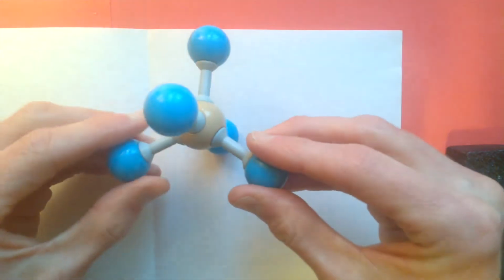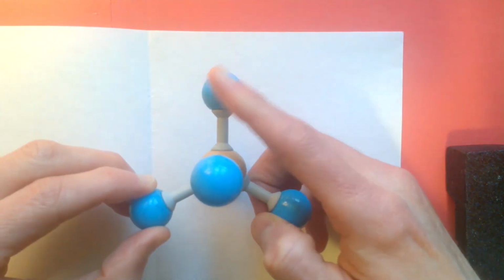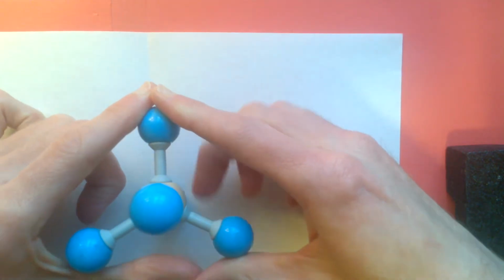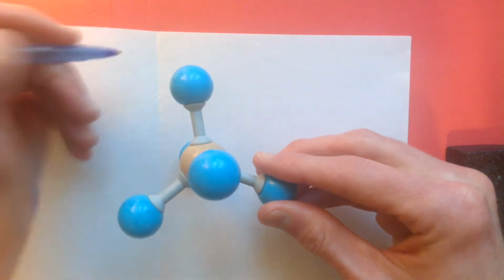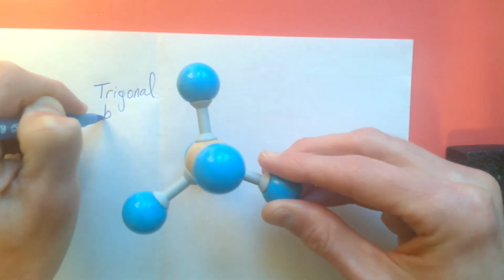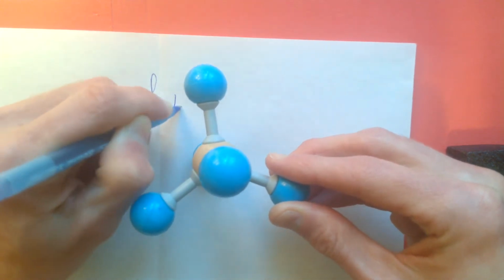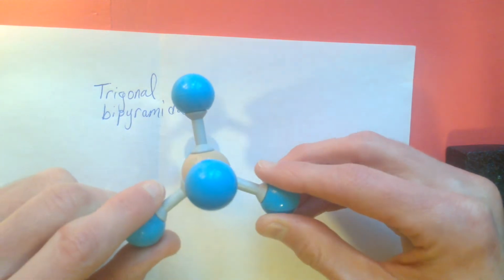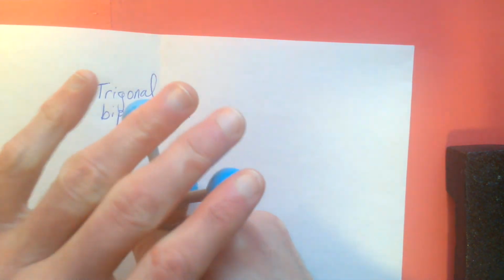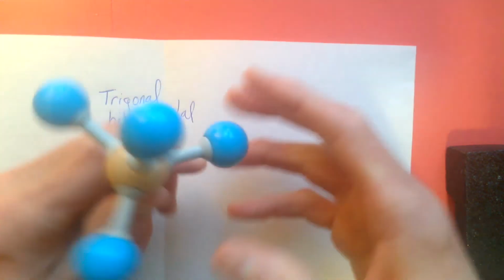But now when we look straight down upon it, what do you see between these three? Right here, we see a triangle. So in this arrangement, this is what we call trigonal, see the triangle, bipyramidal. Trigonal bipyramidal, because if we look at this sideways, this will give us a pyramid shape, and then we have another one upside down from it. So this is trigonal bipyramidal.